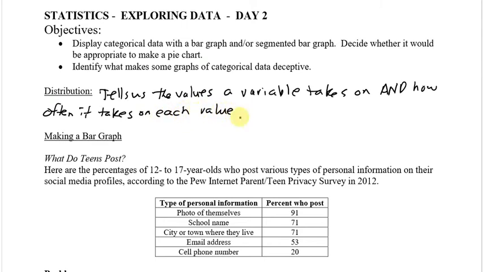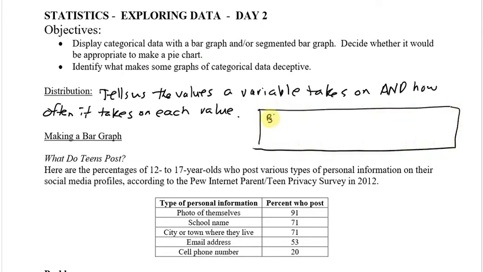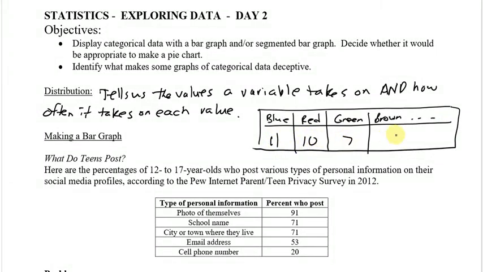Okay, so an example might be, if we're looking at M&Ms. Now we know they have blue, they have red, they have green, they have brown, and they have other colors as well. But you might say these are the distribution. Maybe there were 11 blue and 10 red and 7 green and 14 brown, and so on and so forth. That would be a distribution of the colors of M&Ms.